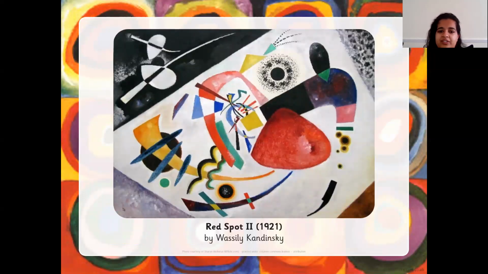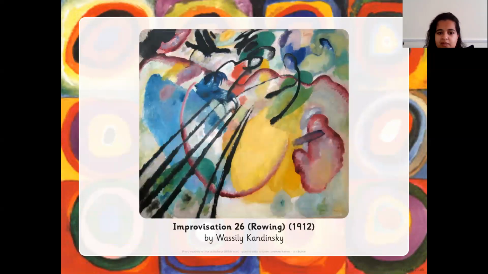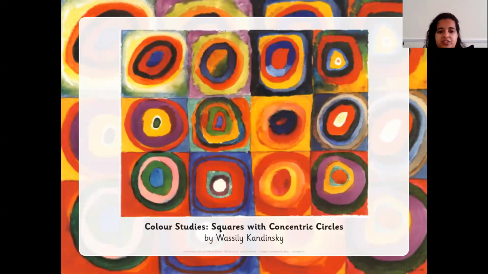Okay, so here's some examples of his art. Have a look at the colors. Have a think about what you see. Have a think about what you feel. Have a think about why he's chosen those colors and patterns.